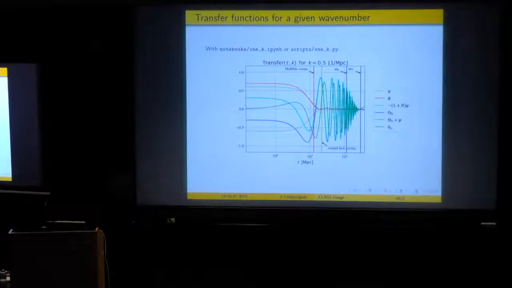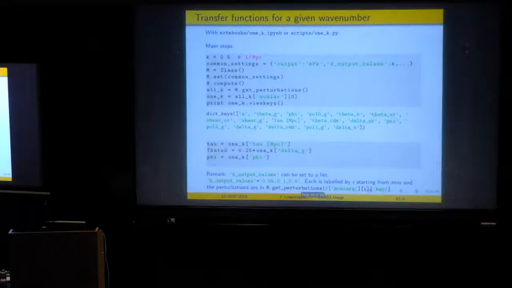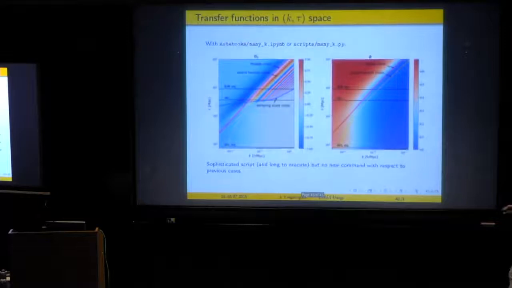Okay, so the scripts I have shown try to cover the most basic usage of the Python wrapper of class. And as a final plot, let me show you the most elaborate script that we ever wrote, I think. You have it also. It's called manyk.py. And here you reproduce this three-dimensional information. You have k, you have time, and you have the amplitude of a transfer function. Here theta_0, here phi.